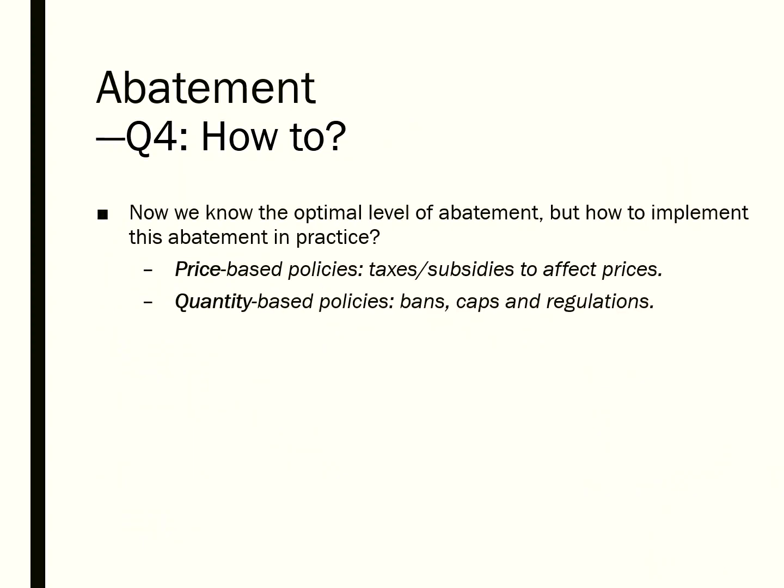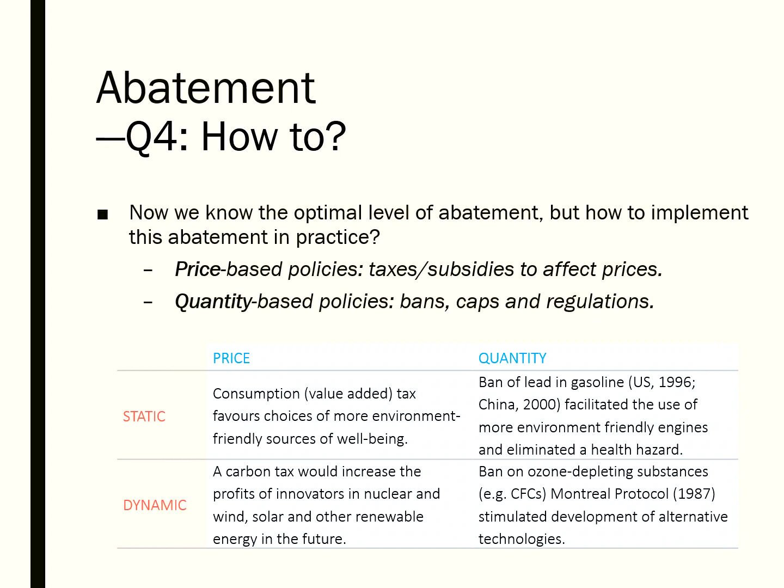Now we know the optimal level of abatement, but how to implement this abatement policy in practice? The textbook divides the policies in two dimensions. One dimension is to distinguish price-based policies, like taxes and subsidies, from quantity-based policies, like bans and quotas. The other dimension is to distinguish static from dynamic policies. Some policies focus on immediate effects, but others have a longer scope.